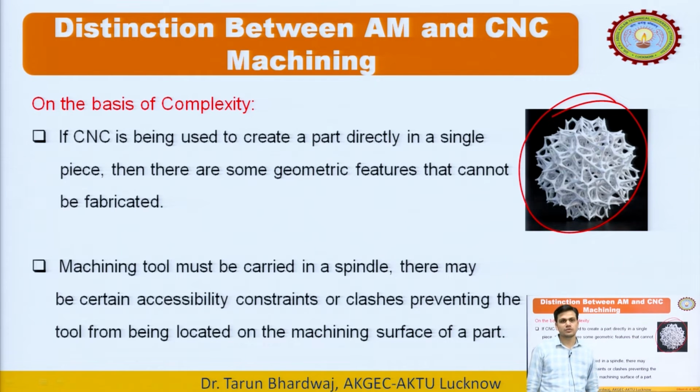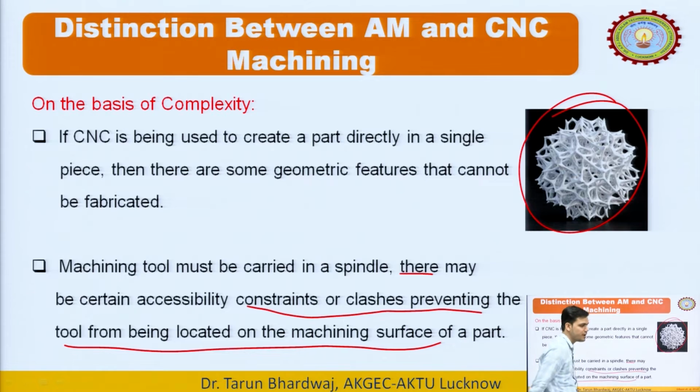Okay, so machining tool must be carried in a spindle. There may be certain accessibility constraints or clashes preventing the tool from being located at the machine surface of a part. तो these are basically the constraints of the CNC machining, जहाँ पे कि additive manufacturing का advantage है. Okay.